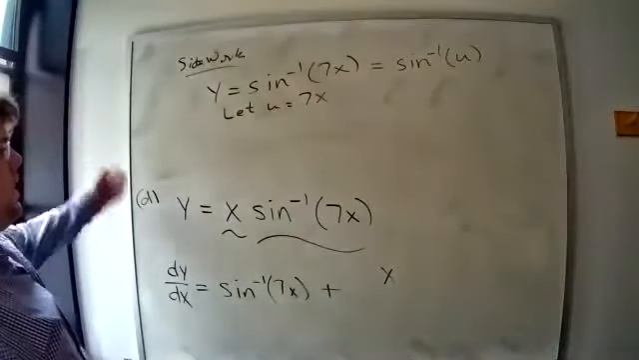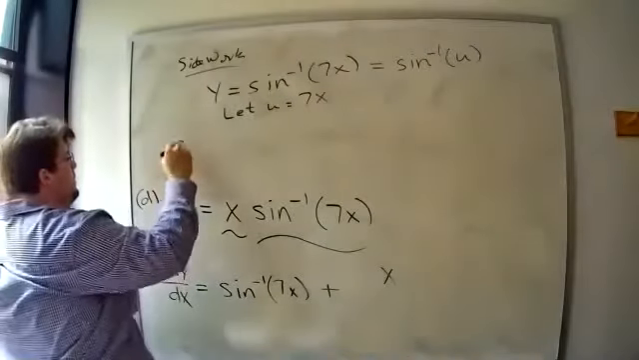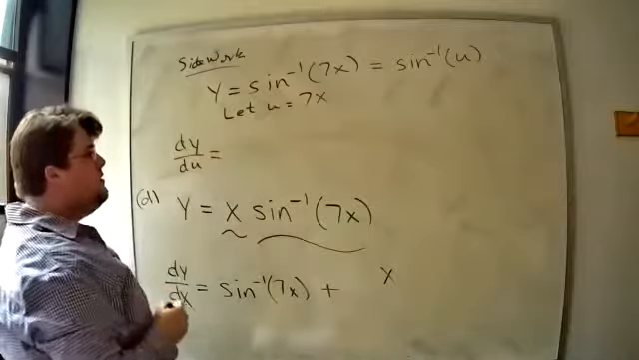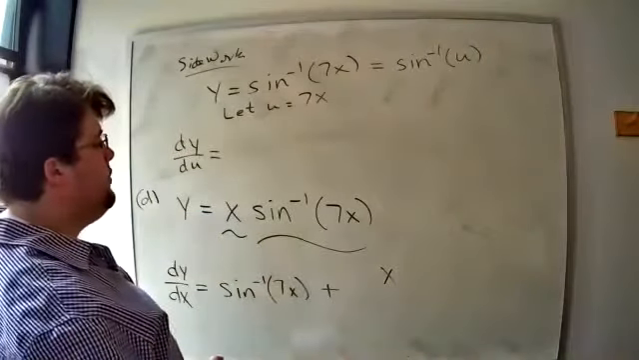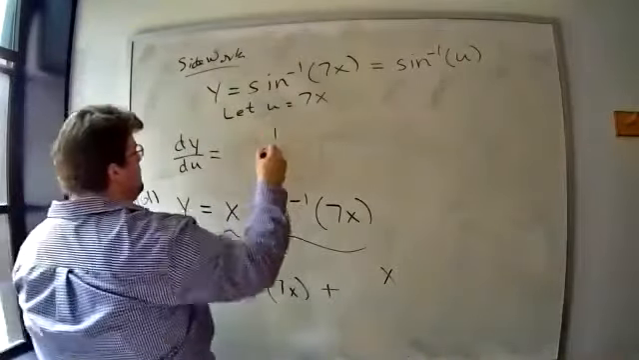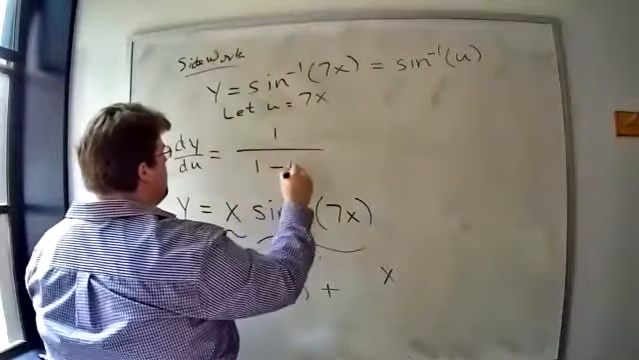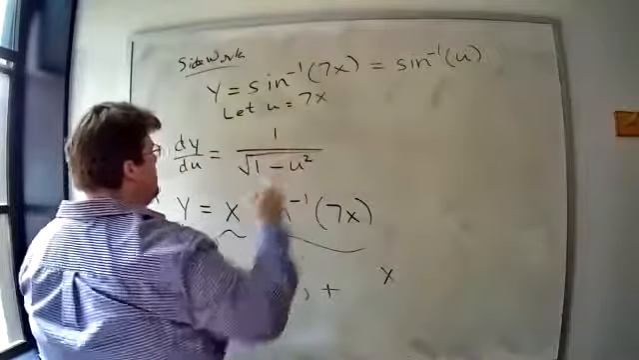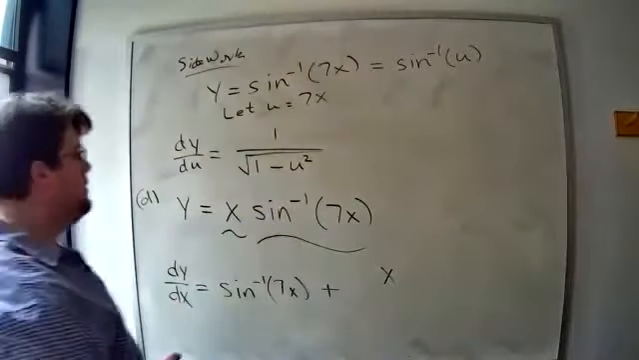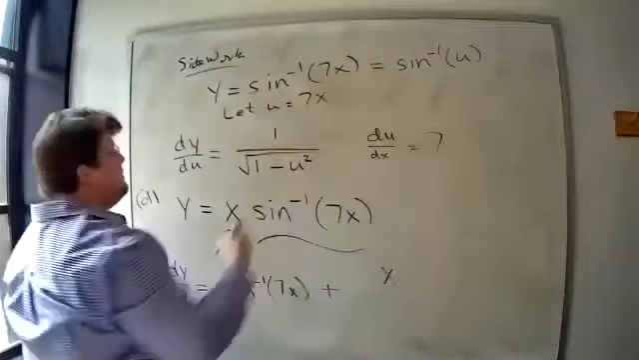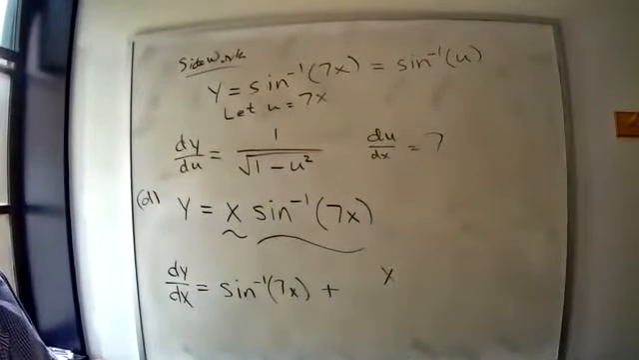Then dy/dx is dy/du times du/dx. What's dy/du? The derivative of inverse sine of u is given on page 4 of our derivative rules document: 1 over the square root of 1 minus u squared. And du/dx, the derivative of 7x with respect to x, is 7.